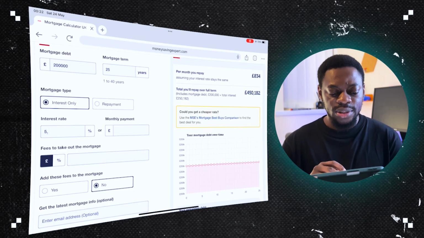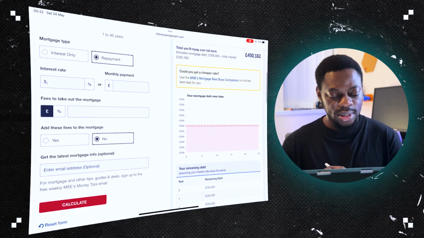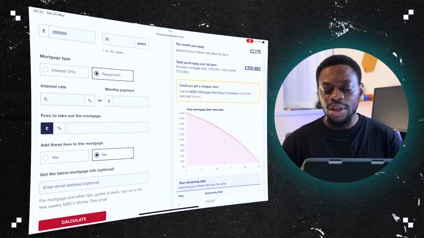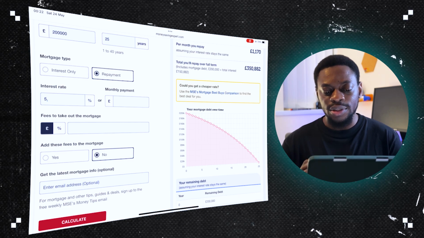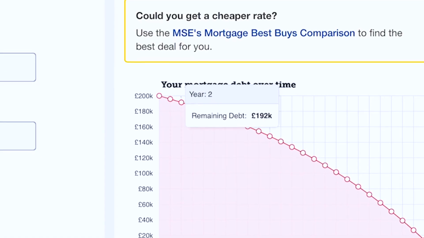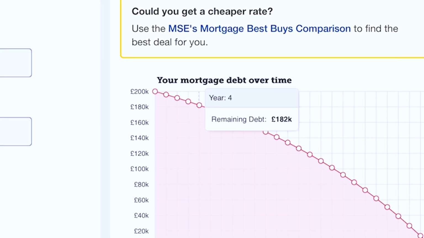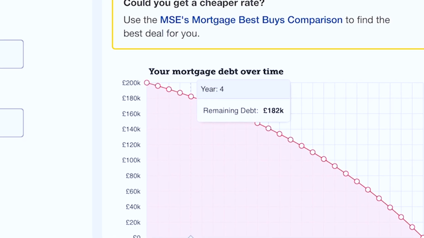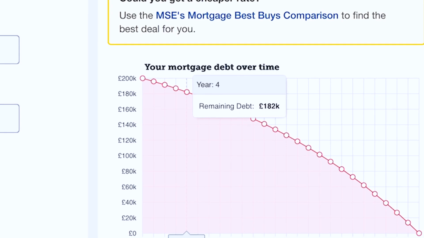Now, if we go back to the example we made, let's go back to repayment, calculate. You will notice, look at the graph. Now, if you inspect this graph properly, you can see that at the early years, say around the fourth year of this mortgage, you still owe about 182,000. That's barely anything off your initial debt.